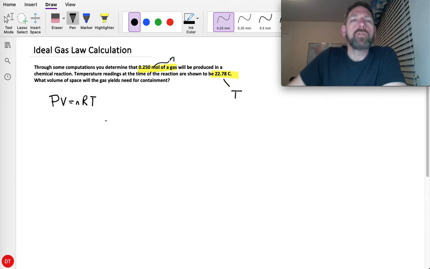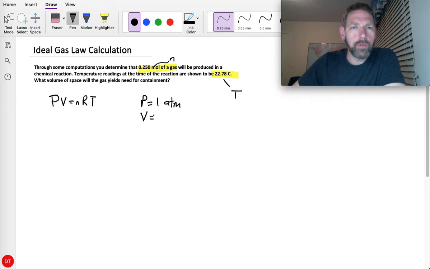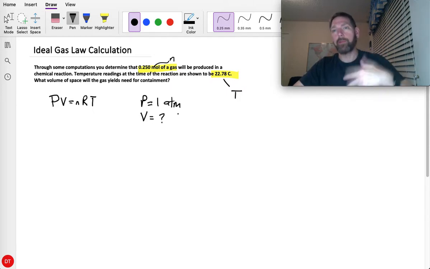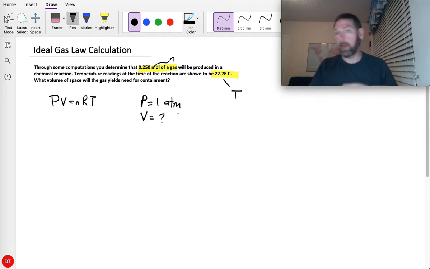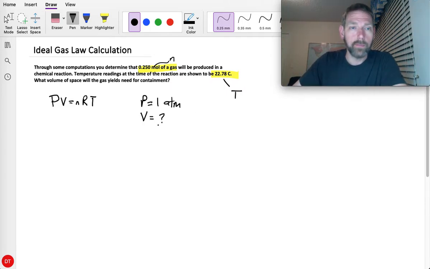All right, so let's list out what we've got here. We've got pressure equals 1 atmosphere. It says temperature readings are this. What volume of space will the gas need to contain? So we're solving for volume. We need to know how much volume of space the gas is going to take up. That's essentially what this question is asking. So there's the V. And N, we see up here, is 0.250 moles.